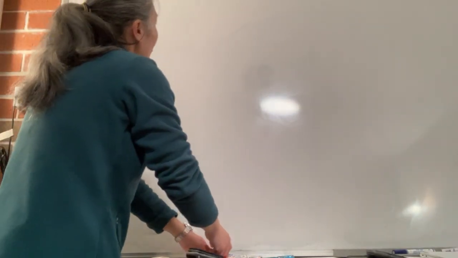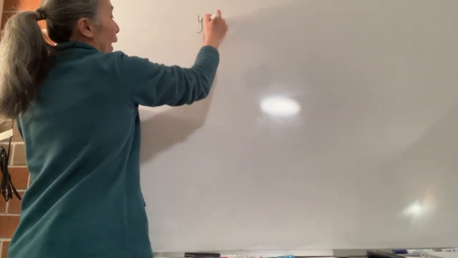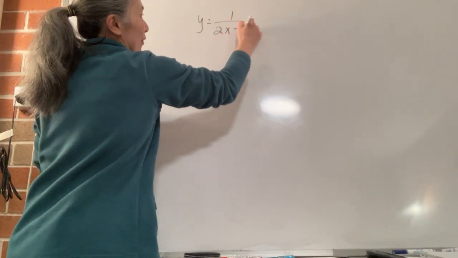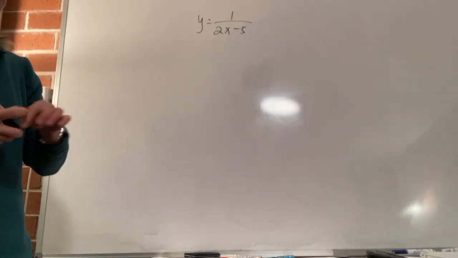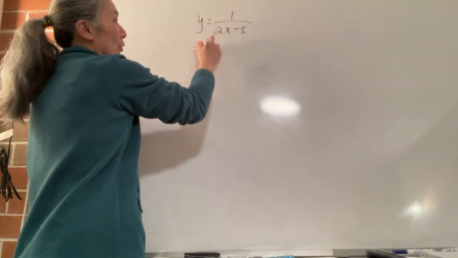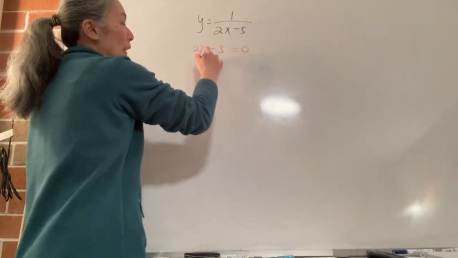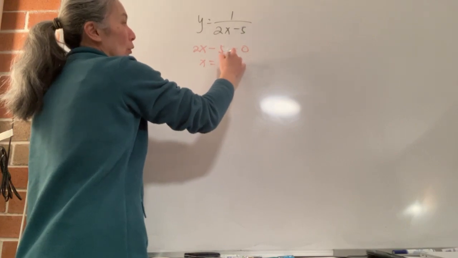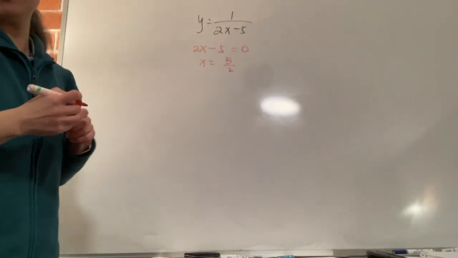Okay, the next one is y equal to 1 on 2x minus 5. Step 1, put the bottom equal to 0. So what are you going to get? 2x minus 5 equal to 0. x equal to? 5/2. Good, 5/2. Bring the 5 over, divide the 2 down.